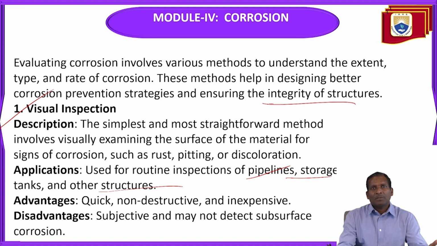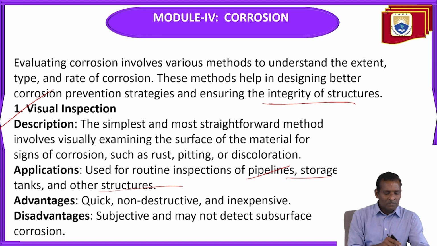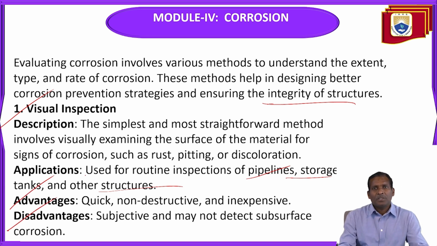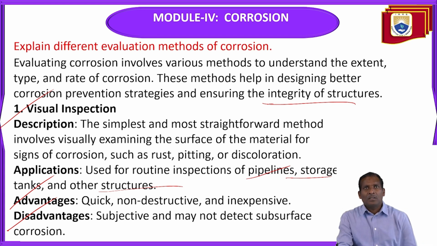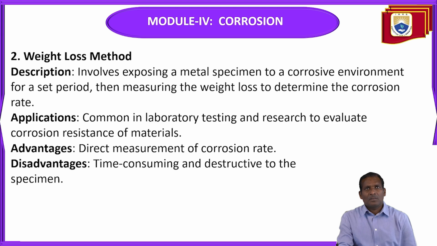The advantage of visual inspection is that it is quick, non-destructive, and inexpensive. Disadvantages: it is subjective and may not detect subsurface corrosion. So these are different evaluation methods of corrosion. One is visual inspection, another one is the weight loss method.